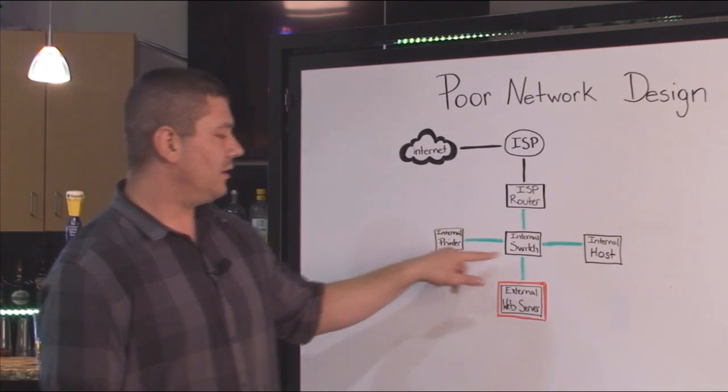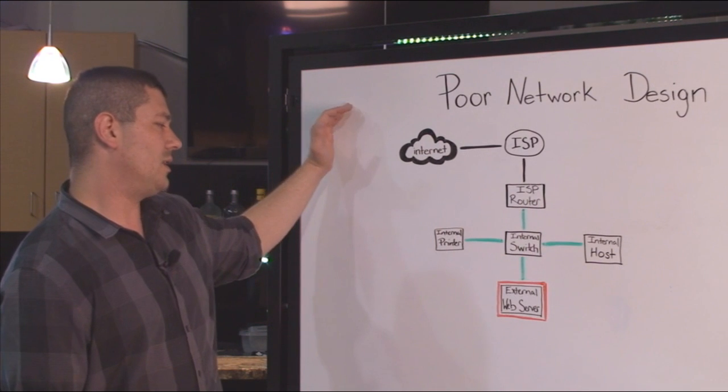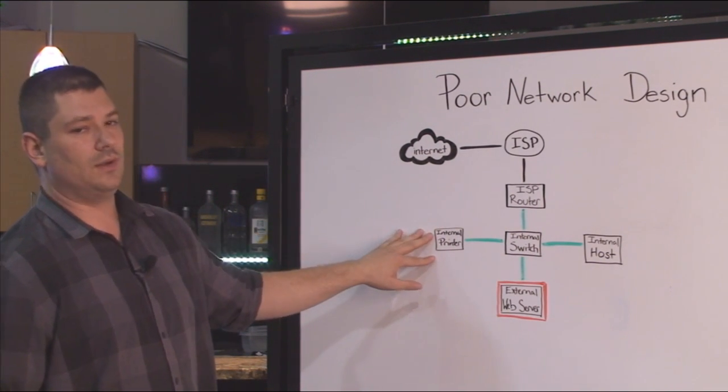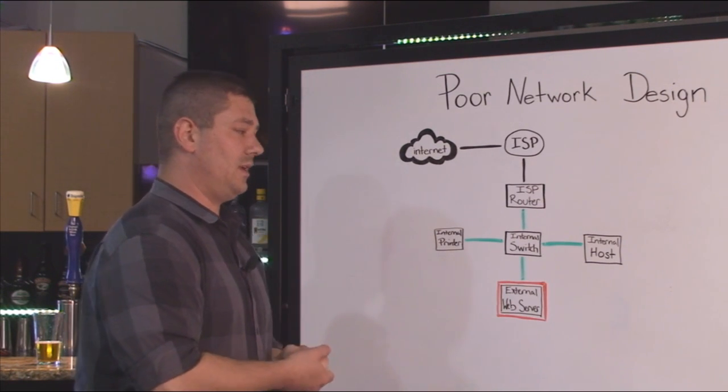Same goes with our printer, internal switch, and internal host. The way this current configuration is, if anybody wanted to come in, they could have access directly to our internal printers, maybe even our Active Directory servers, controllers, things of that nature.